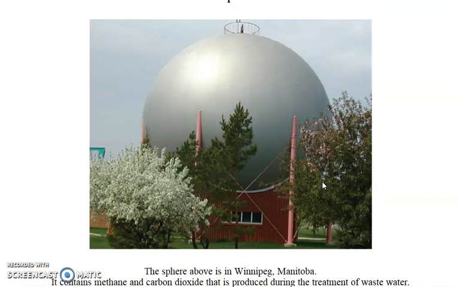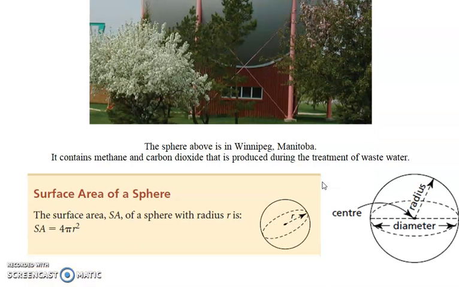This sphere contains methane and carbon dioxide, so CH4 and CO2, and that is what is produced during the treatment of wastewater. Pretty neat. So there's your surface area of a sphere.